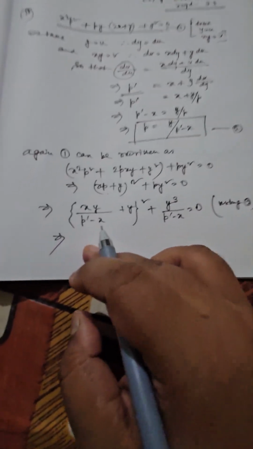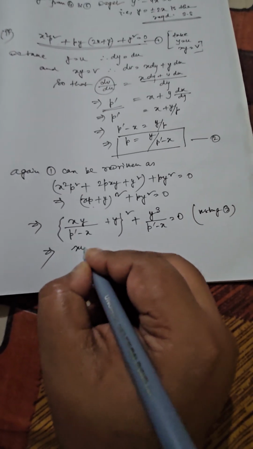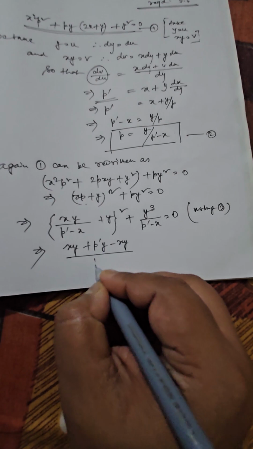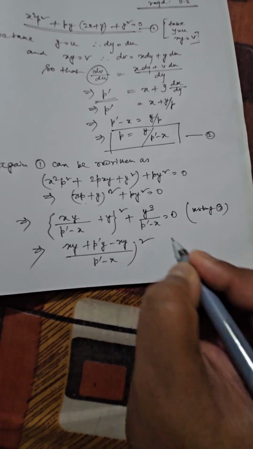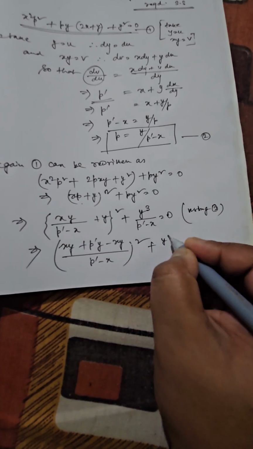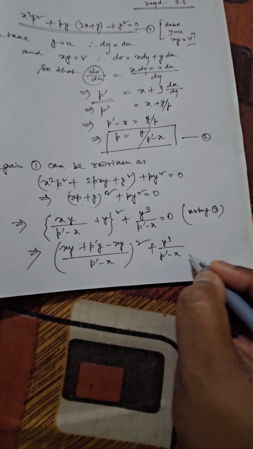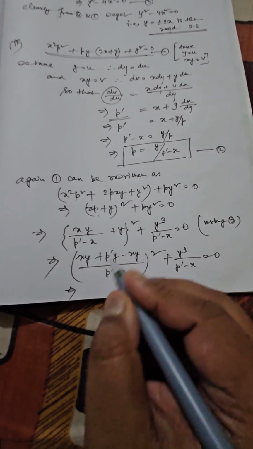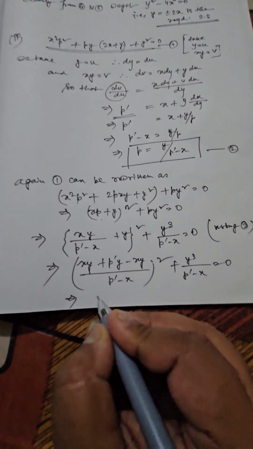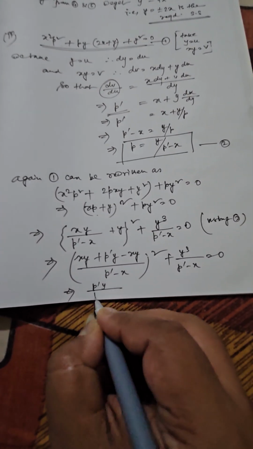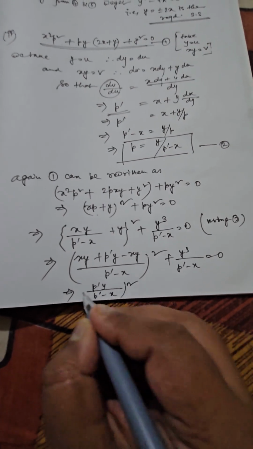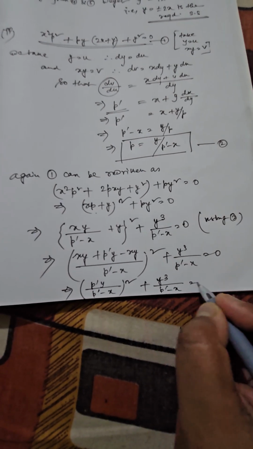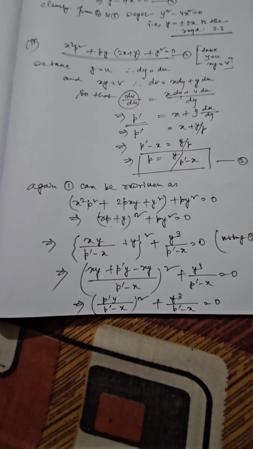So now it's time to simplify this expression. So xy plus p dash y minus xy by p dash minus x whole square, plus y cube by p dash minus x, that is equal to 0. So xy will be cancelled. So from here you will get p dash y by p dash minus x whole square plus y cube by p dash minus x, that will be equal to 0.